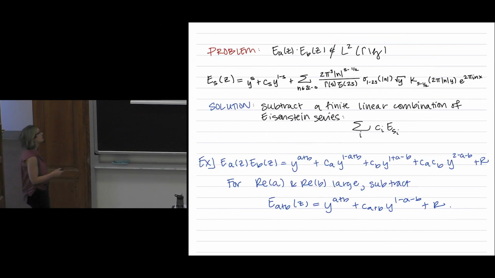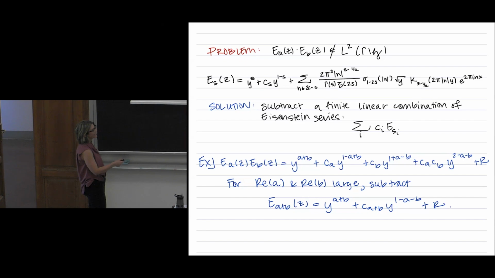Specifically, for E_A E_B being this product, my constant term looks something like this, and my higher order terms are still going to be rapidly decreasing even when I multiply them by y times this K-Bessel function. So I'm going to have, say, these 4 terms, and for A and B large, we can see that maybe this term is problematic, and if A is larger than B, maybe this term is problematic. But if A is much larger than B, then maybe the second term is fine and the 4th term is fine. So say for A and B large, I would subtract off something like this Eisenstein series where this term will cancel with this term.